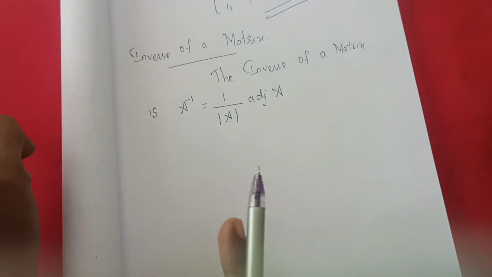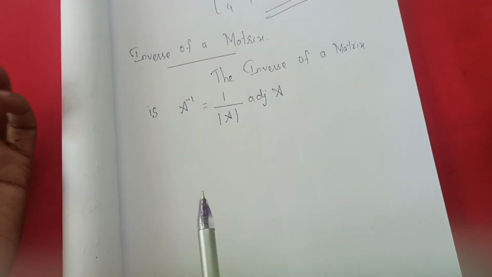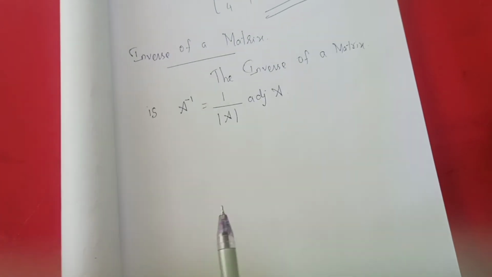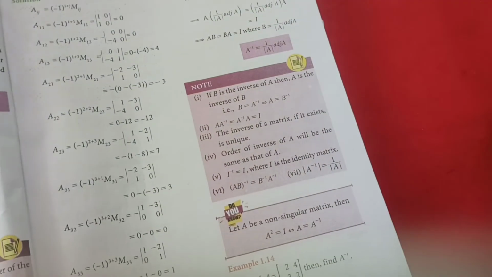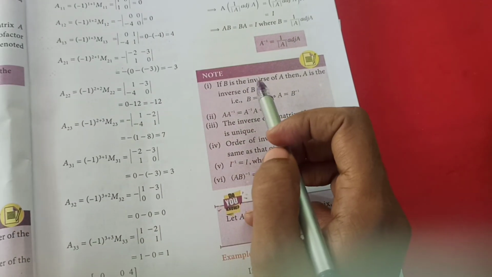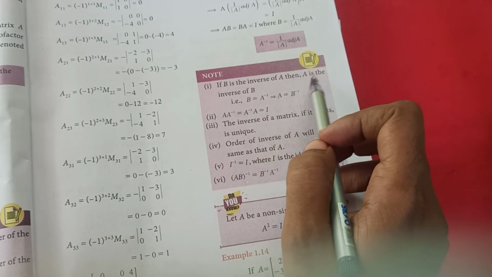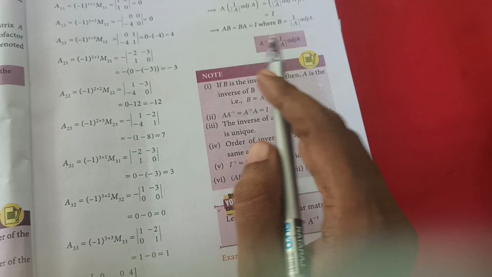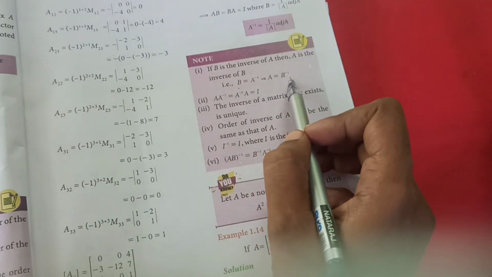Already I taught you how to find the determinant. Already I taught you how to find the adjoint of A. So you just find the two values and substitute. That's all. Then if you look in your book there are some notes. I am just reading, you go through it in your book. If B is the inverse of A, then A is the inverse of B. That means B is equal to A inverse, A is equal to B inverse.